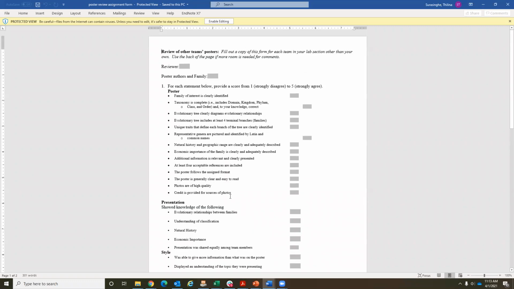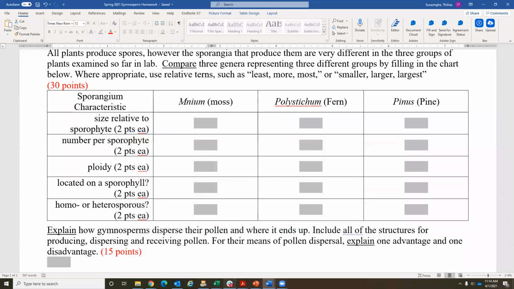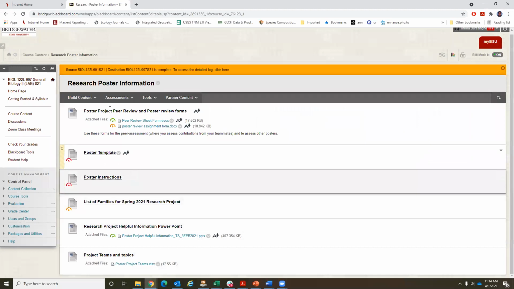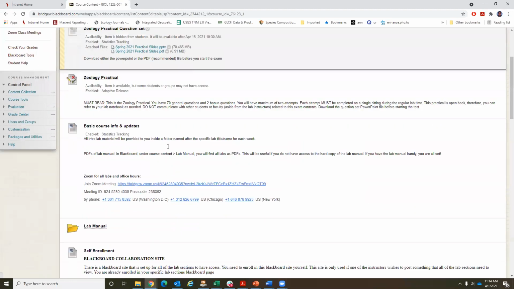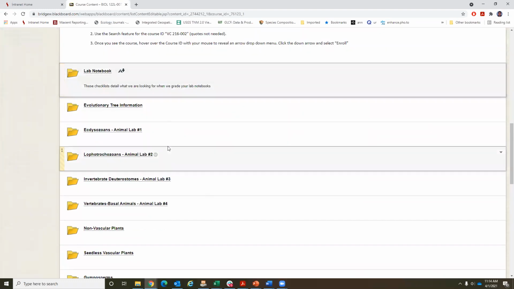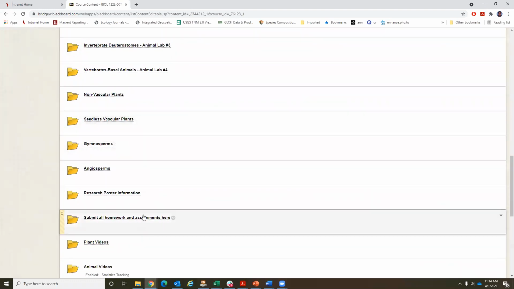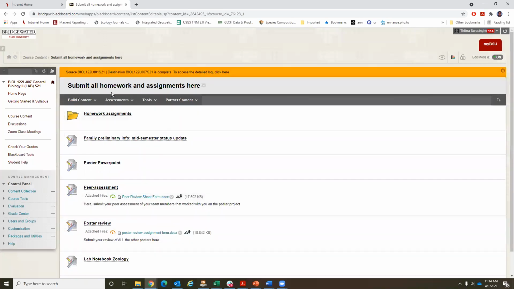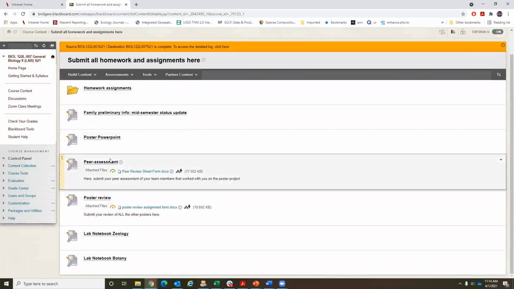Doing the peer assessment, the peer team assessment, and the peer poster assessment are part of your final lab grade, right? So where you upload it, let's look at that. If you go back to course contents, go to this particular one, Submit all homework and assignments. This is the peer assessment upload.